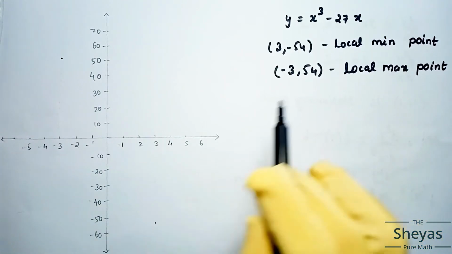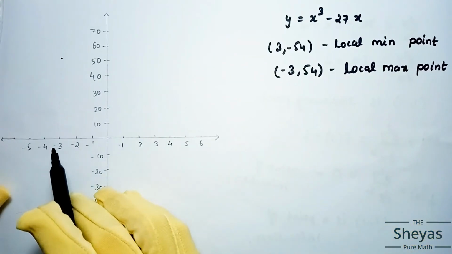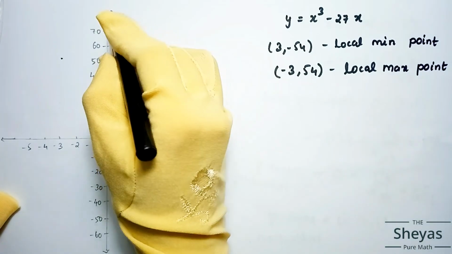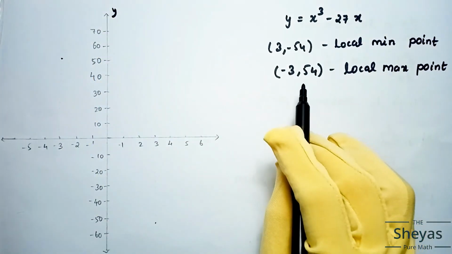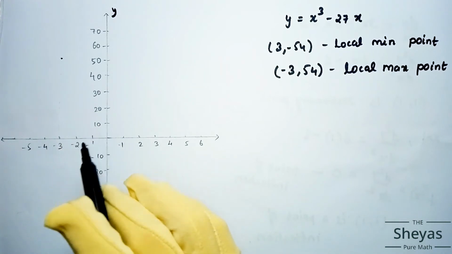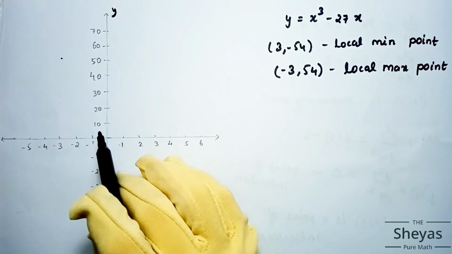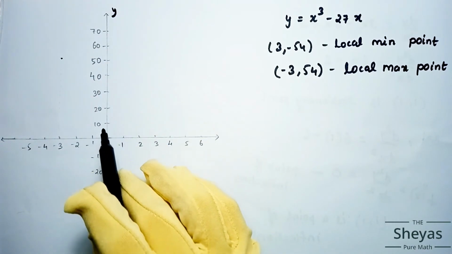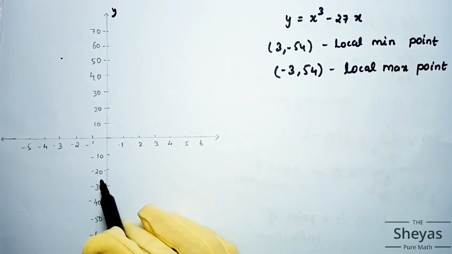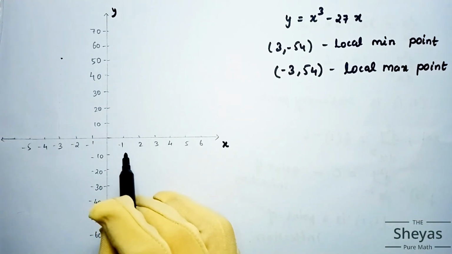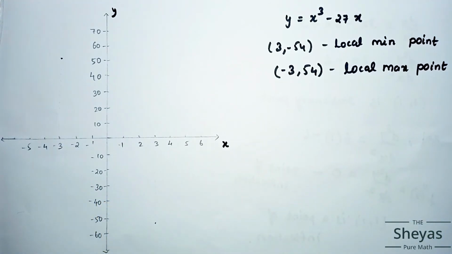So here, where is the point minus 3 comma 54? I have taken the y axis as 10 units because you have 54 here. In order to make the graph clear, I have taken the y axis as 10 units: 10, 20, 30, minus 10, minus 20, minus 30, and the x axis as 1 unit: 1, 2, 3, like that.